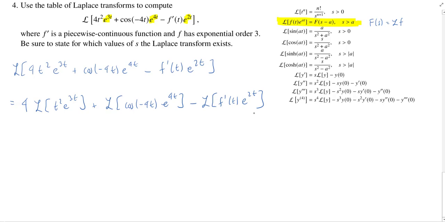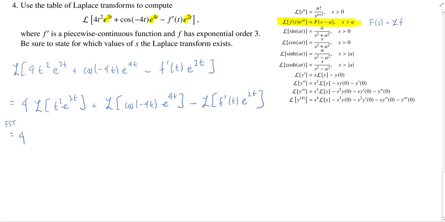So let's take these one at a time. First, I'm going to copy the 4. And what I have here is a function t squared multiplied by an exponential. So I'm using the first shifting theorem, FIST here. And in fact, I'm going to use it in all 3 of these Laplace transforms. So that tells me if I want to compute the Laplace transform of t squared times an exponential, I forget the exponential, and I just compute the Laplace transform of this f, which in this case is t squared.